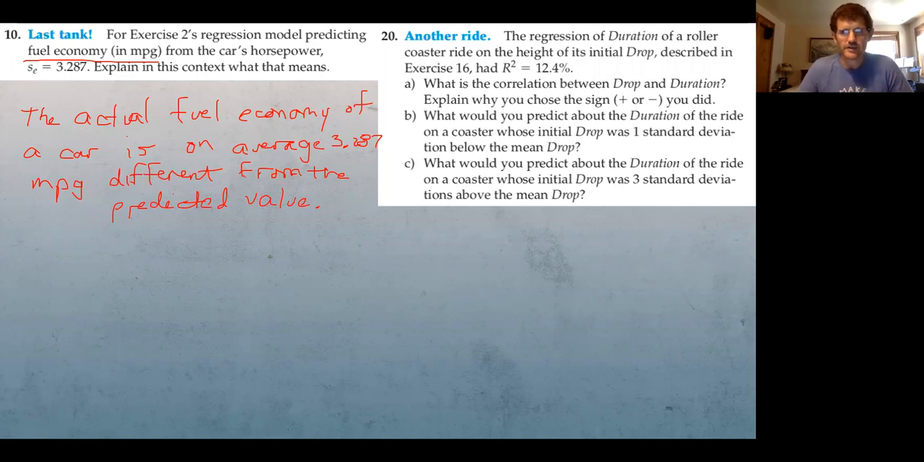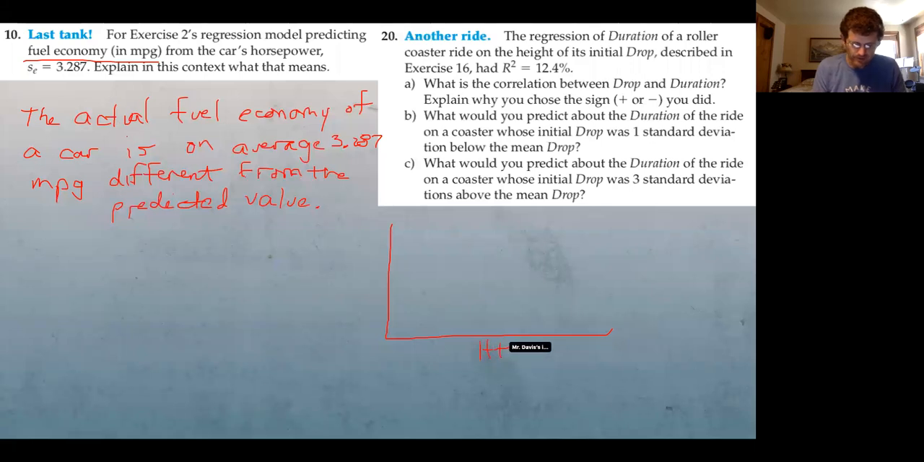And the last one right here, this goes back to the very last thing we were talking about before we jumped into the practice problems. You were given only an R squared of 12.4%. And we have a regression of duration of a roller coaster on the height of its initial drop. So the phrasing here, we need to figure out which is our X and Y. Duration on the height of its initial drop, which means duration is being predicted from the height.